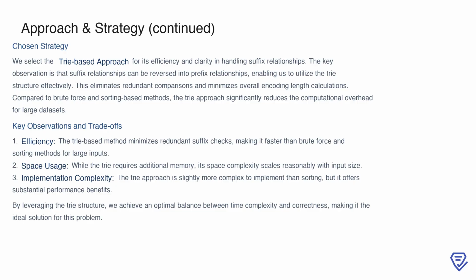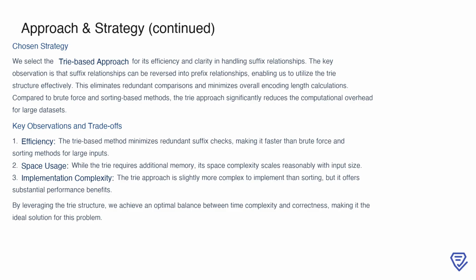By reversing the words, it transforms suffix relationships into prefix relationships, allowing the tree structure to handle them effectively. This eliminates unnecessary comparisons and ensures that the encoding length is calculated optimally. Compared to the brute force and sorting methods, the tree approach not only reduces computational overhead but also provides a clearer, more structured way of solving the problem.